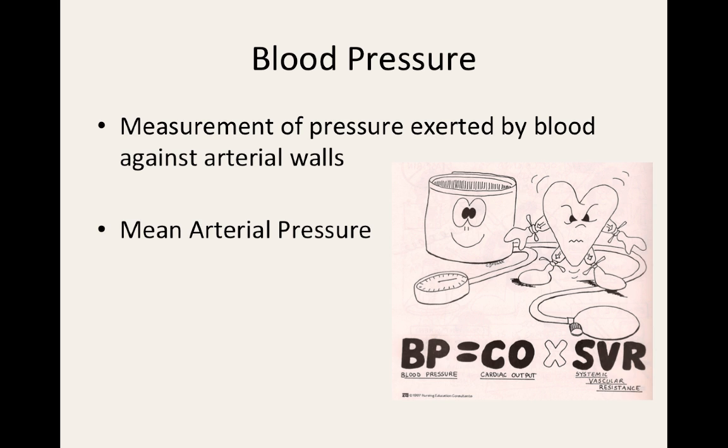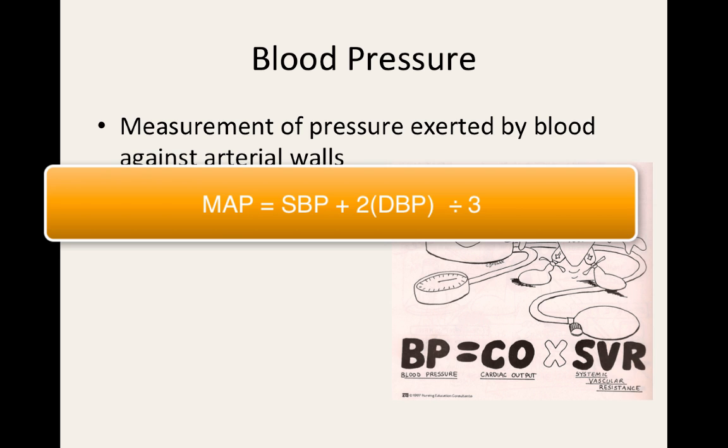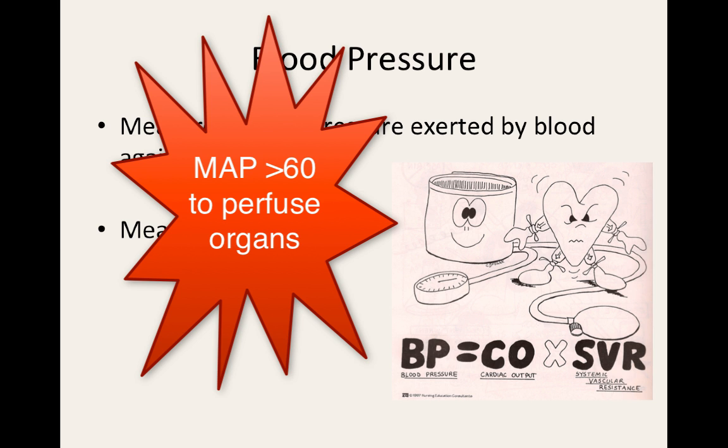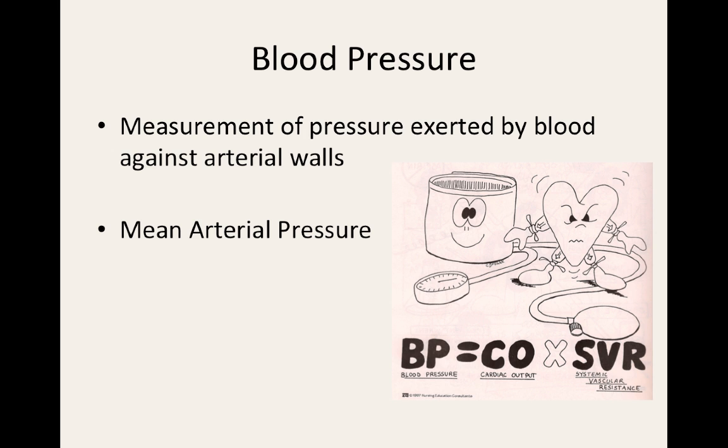Your mean arterial pressure is the perfusion pressure felt by the organs. You can calculate your mean arterial pressure as systolic blood pressure plus 2 times your diastolic blood pressure, divided by 3. Greater than 60 millimeters of mercury is really needed to perfuse the organs. The organs will become ischemic if you have a prolonged mean arterial pressure less than 60.